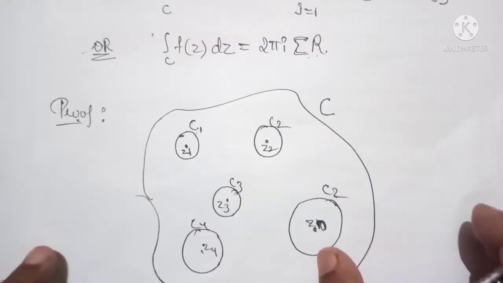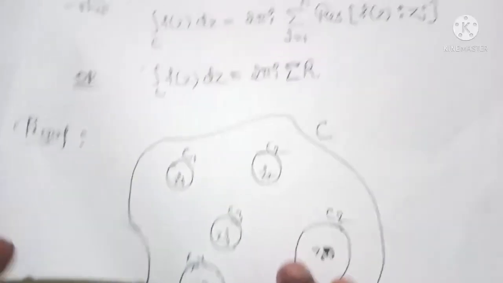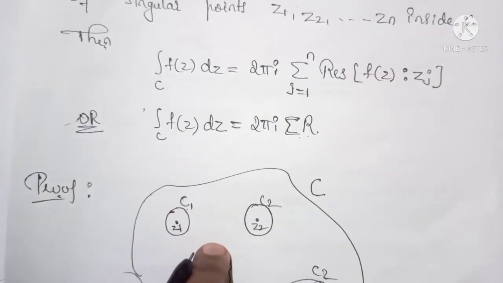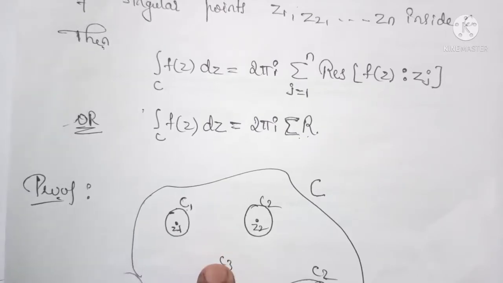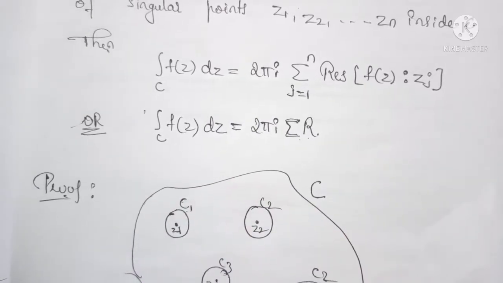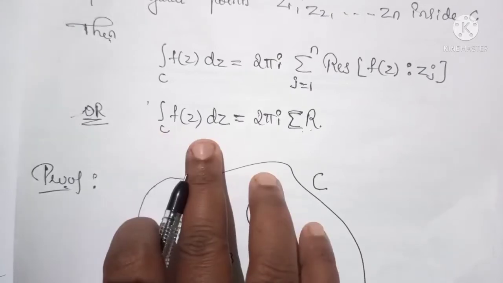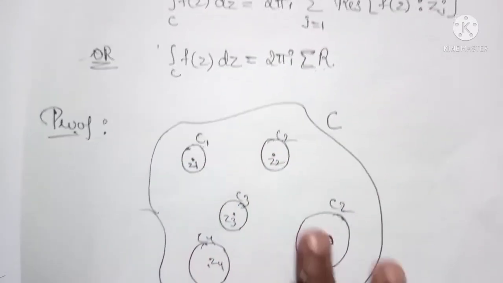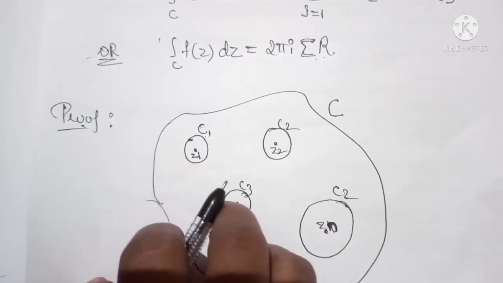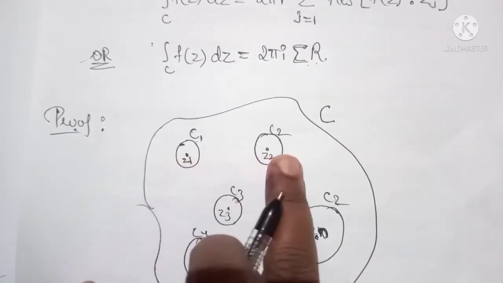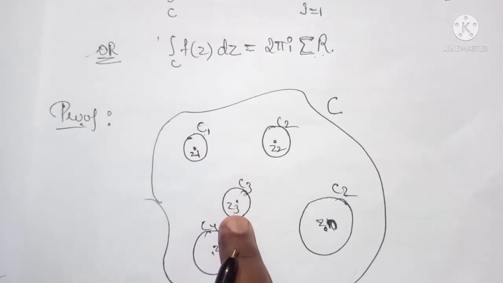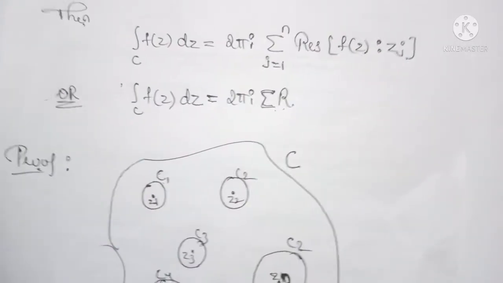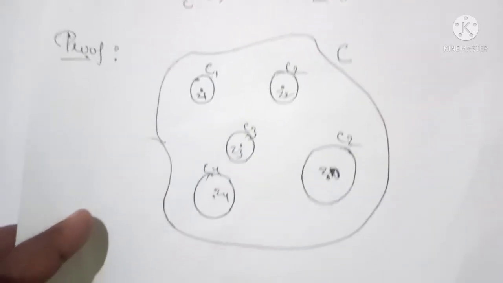Then the integral of f of z dz, where f of z is a function which is analytic inside and on this C, the integral over C of f of z is given by 2 pi i times the sum of all these residues: residue at z1 plus residue at z2 plus residue at z3, and like this residue at zn, into 2 pi i. So let us prove this.